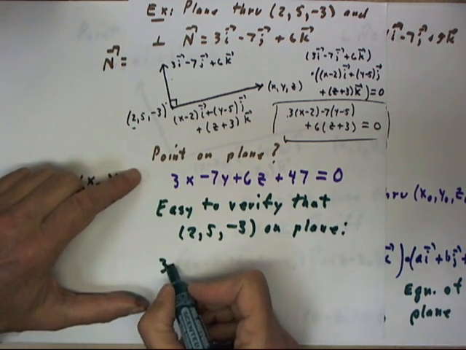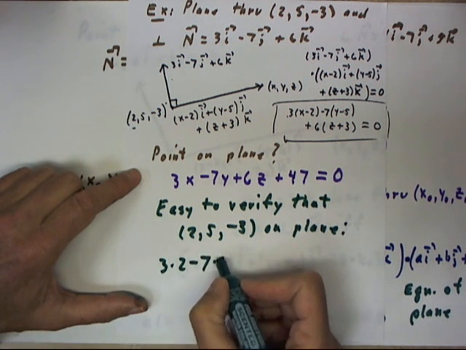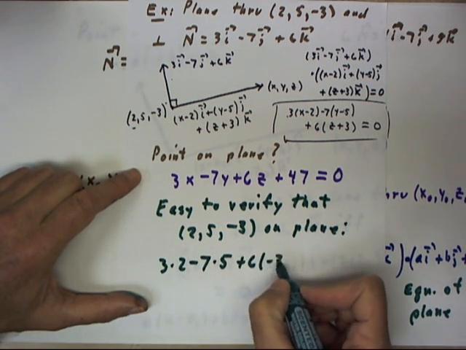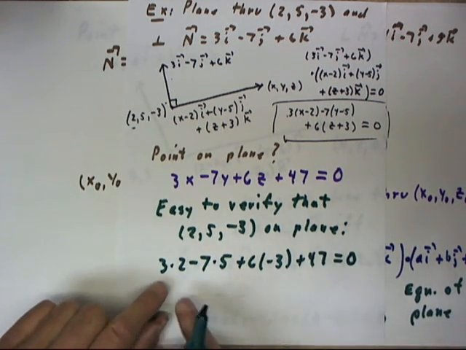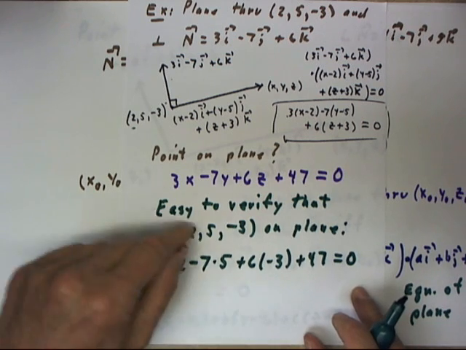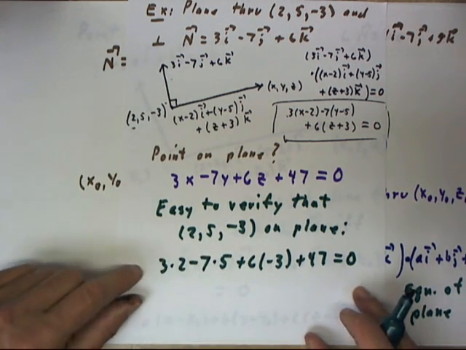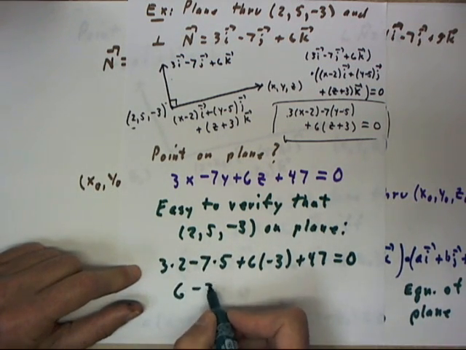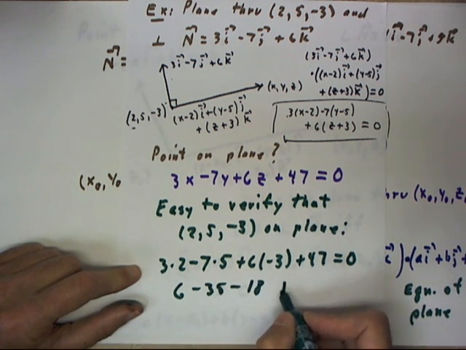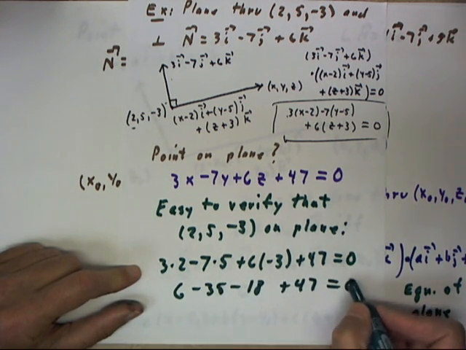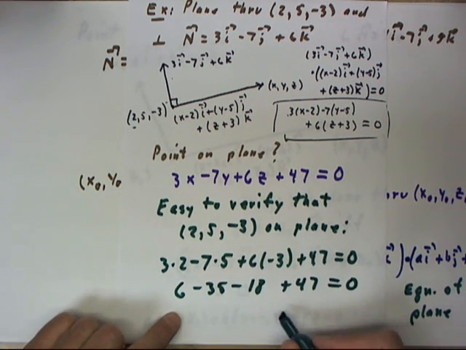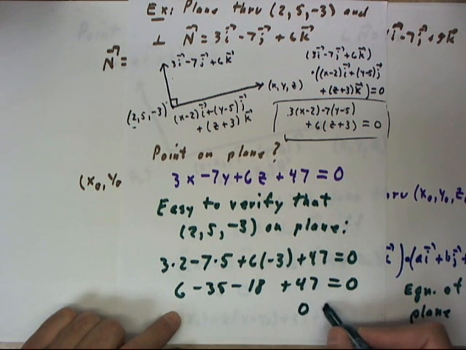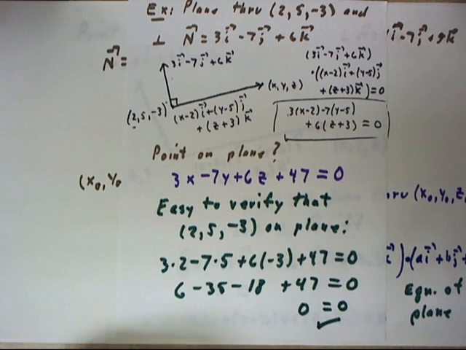We end up with 3 times 2 minus 7 times 5 plus 6 times negative 3 plus 47 equals 0. Now this equation should hold, since this point we know to be on the plane. So let's see, we get 6 minus 35 minus 18 plus 47 equals 0. If my arithmetic is correct, this side adds up to 0. We get 0 equals 0, and that verifies that the point is on the plane.